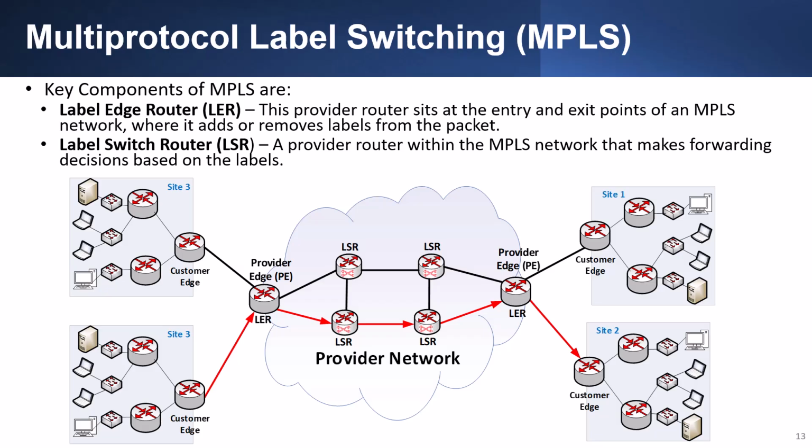The key components of MPLS are the label edge router, or LER, which is the provider router that sits at the entry and exit points of an MPLS network, where it adds or removes labels from the packet. Label switch router, or LSR, is the provider router within the MPLS network that makes forwarding decisions based on the labels.